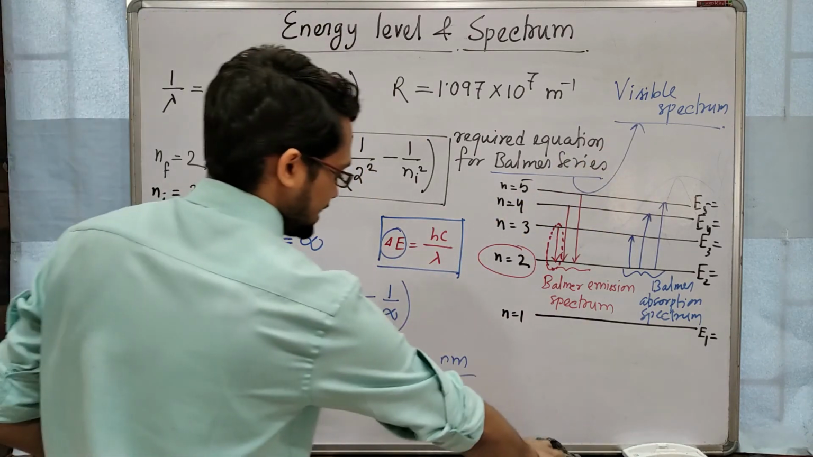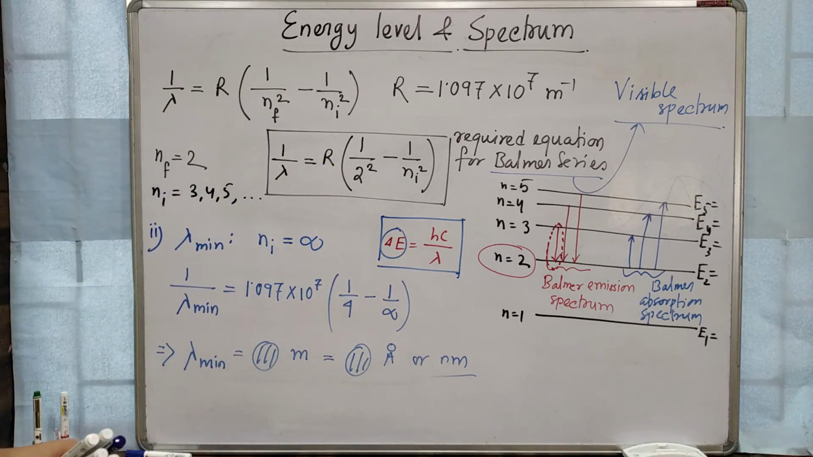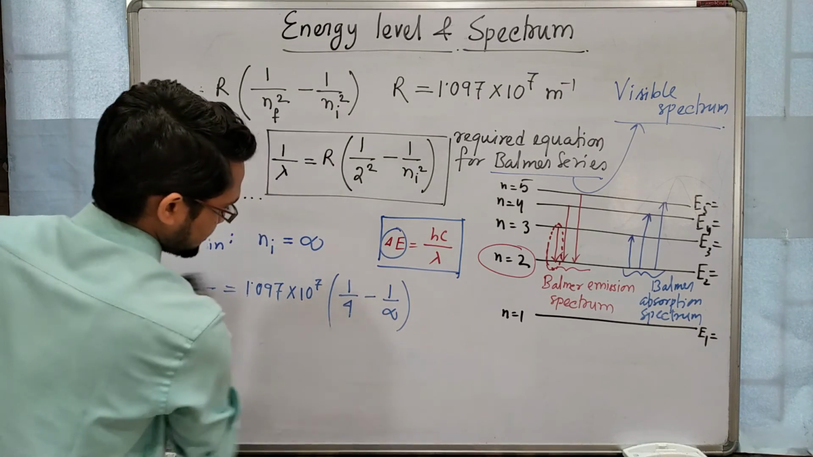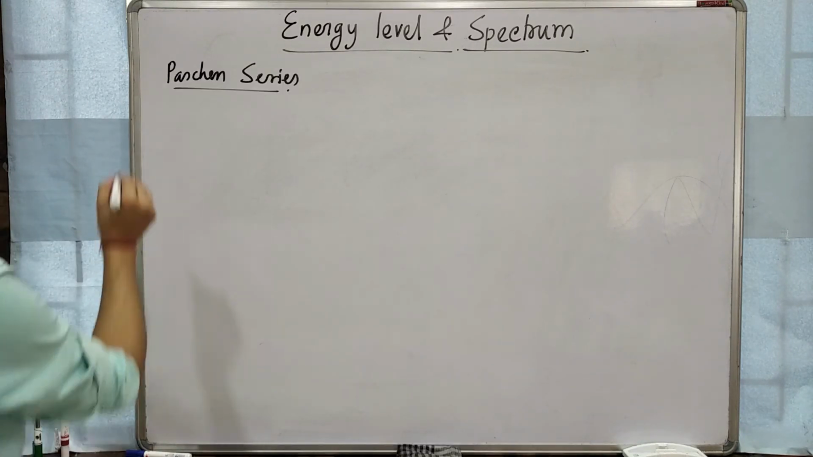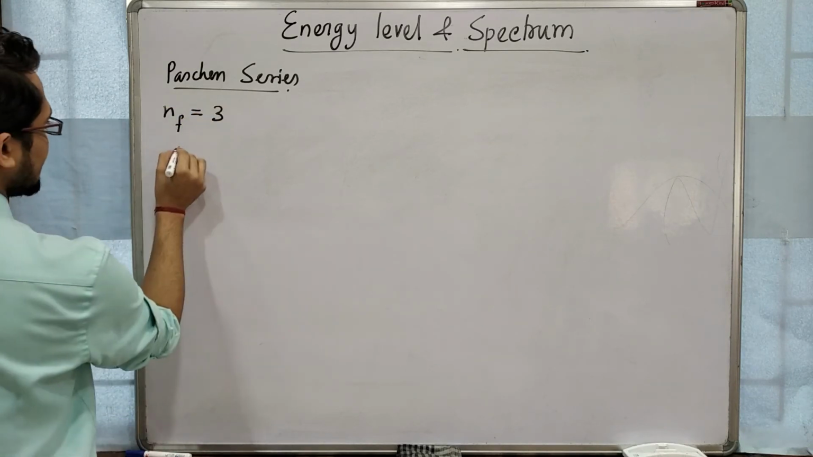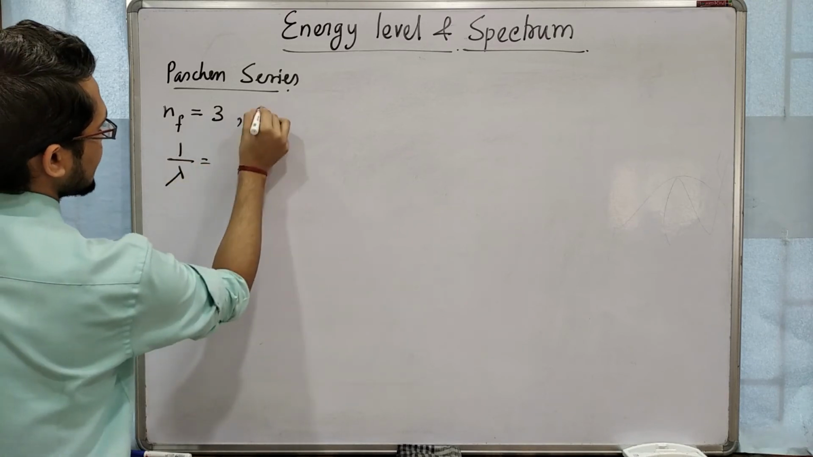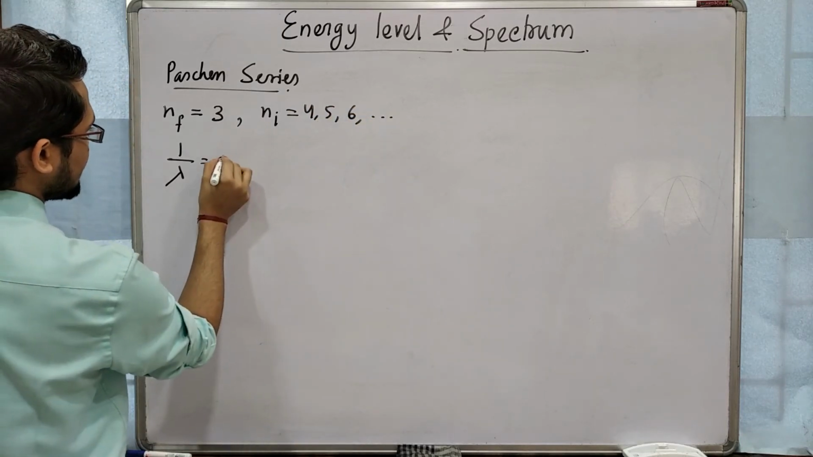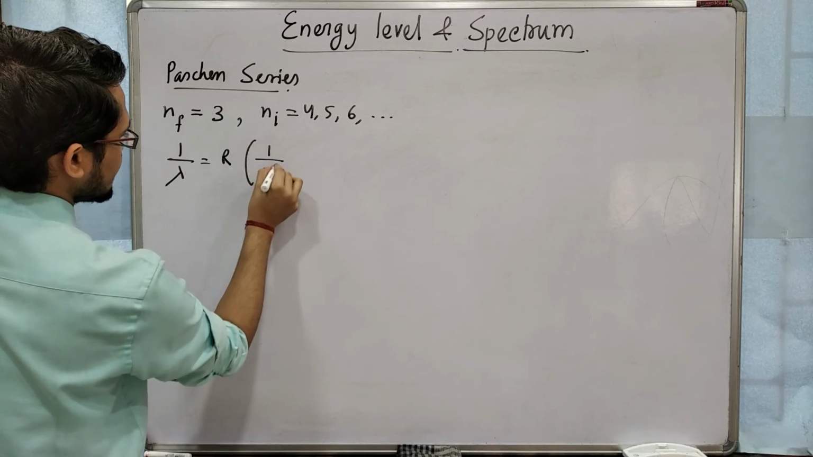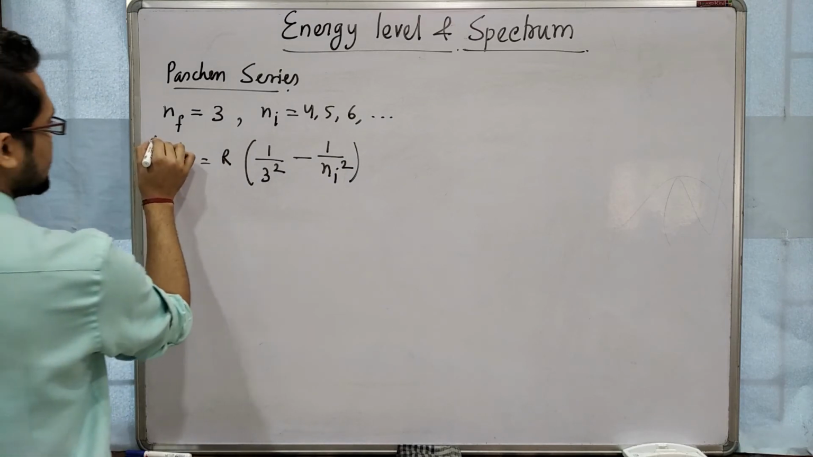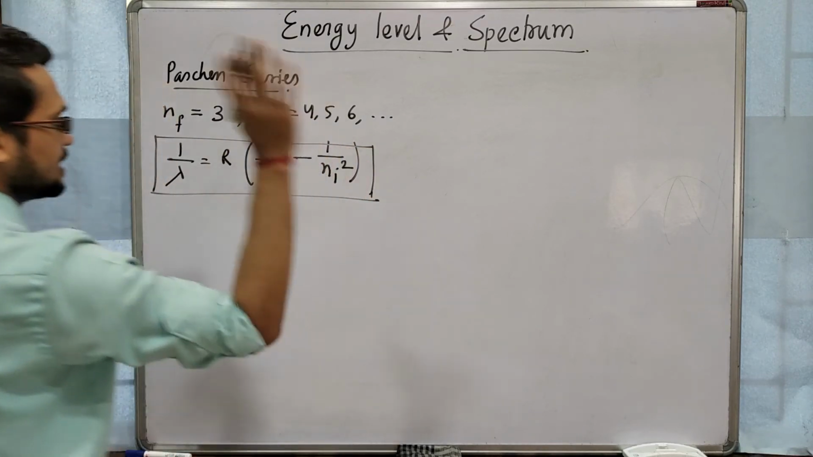Now come to the third type. That is Lyman, Balmer, then Paschen. Paschen part I am telling. After that I am not discussing more. I will tell the general thing. For Paschen series, nf will be 3 and ni will be more than 3: 4, 5, 6 and so on. 1 by lambda will be R into 1 by 3 square minus 1 by ni square, where ni is 4, 5, 6, 7, 8 and so on.